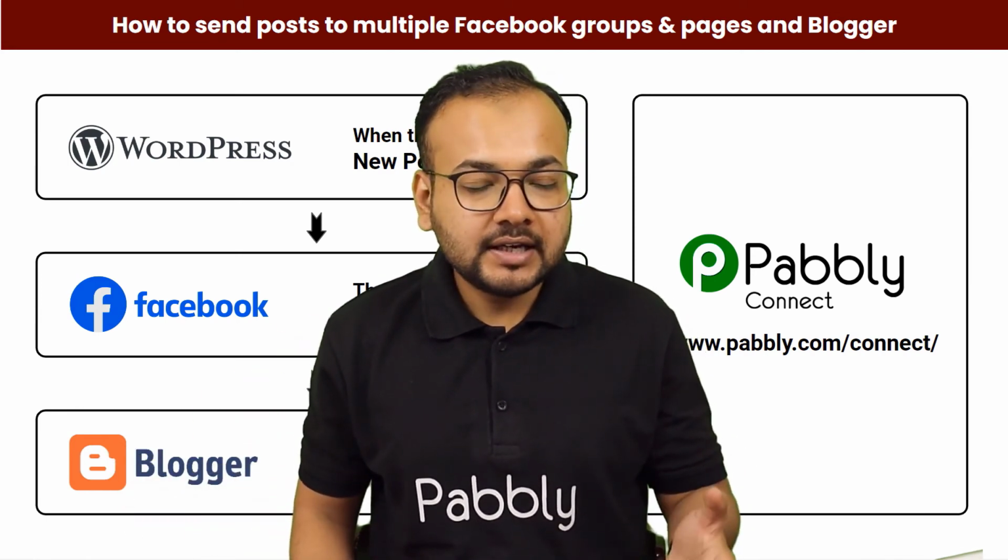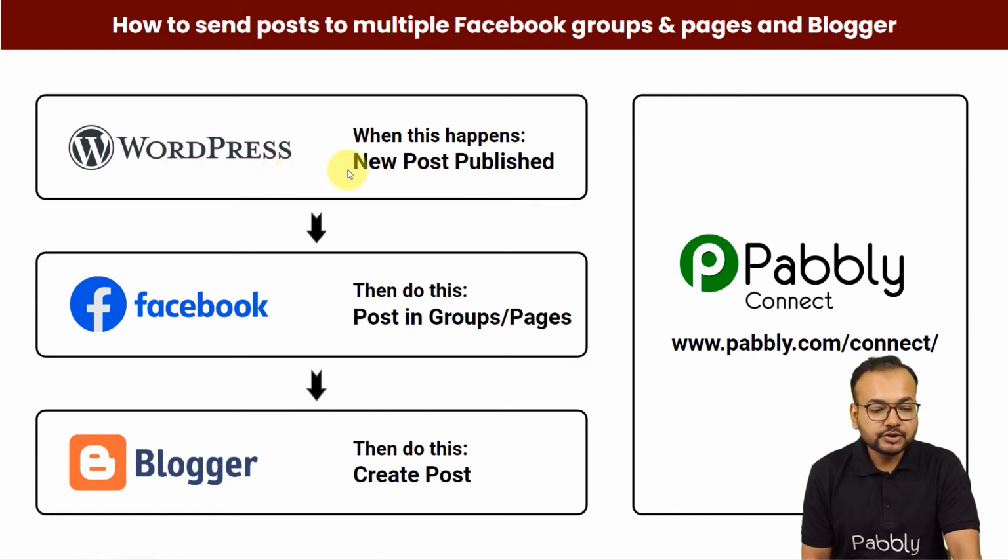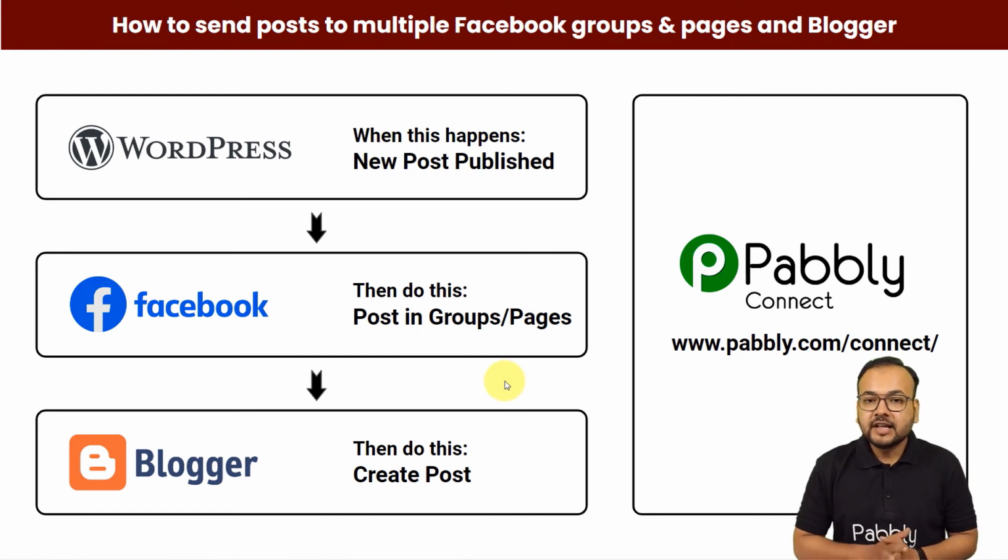You can see on my screen now, this will be the flow of this automation. Here you just have to create and publish a post in your WordPress website, and the same post will be posted into multiple Facebook groups and pages simultaneously, and the same post will be created in multiple blogger accounts as well. To make this happen, we are using Pabbly Connect, which is going to integrate these 3 applications, and you just have to create one post and that's it. You do not have to manually share the same post in multiple Facebook groups or pages or on multiple blogger accounts. So guys, you can set up this automation very easily without any coding skills.